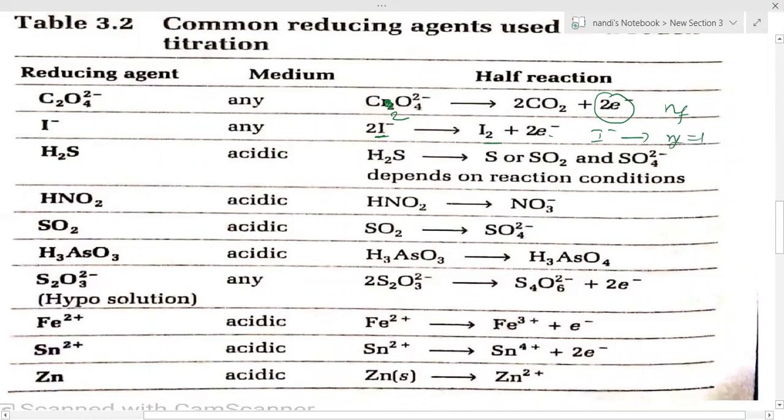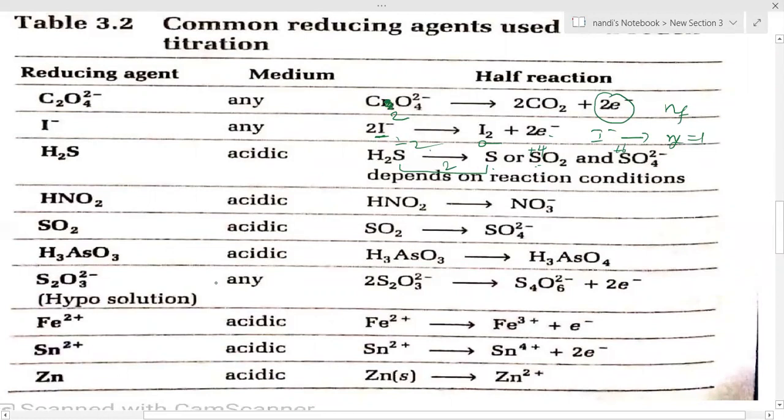That depends here. H2S converts into sulfur or SO2 or SO4, depending upon the reaction conditions. For example, H2S converting into sulfur: here minus 2, here 0. What is the difference in electrons? 2. So the n factor is 2. Here plus 4: minus 2 to plus 4, the difference is 6, so the n factor is 6. And this is plus 6: minus 2 to plus 6, so the difference is 8 and the n factor is 8. Like that they are given here.